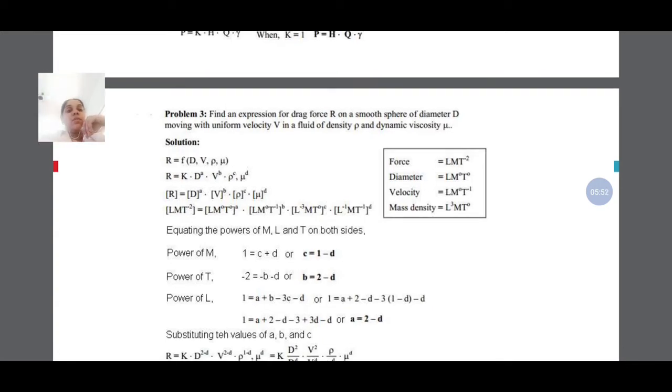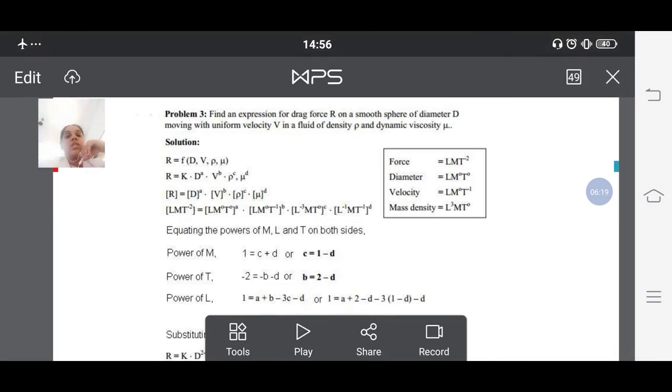So apply these dimensions to the particular terms. R is force, so substitute R equal to L M T power minus 2, equal to D. For D we substitute L, M power 0, T power 0. For D the arbitrary constant is A, so M power 0, T power 0, the whole power A. This is the term for D power A. And the next term is velocity.